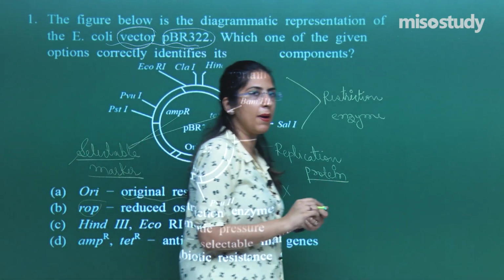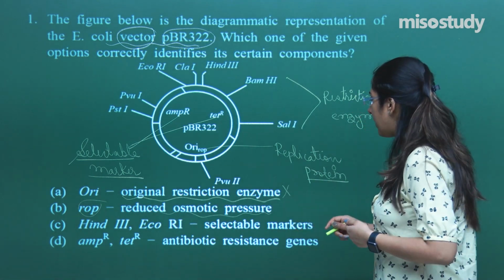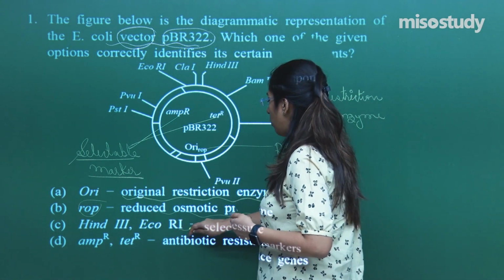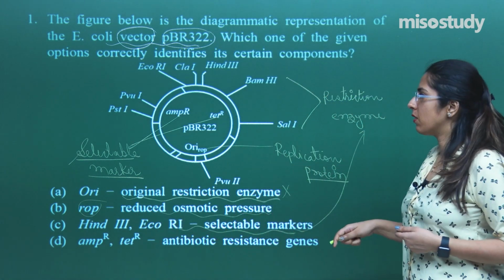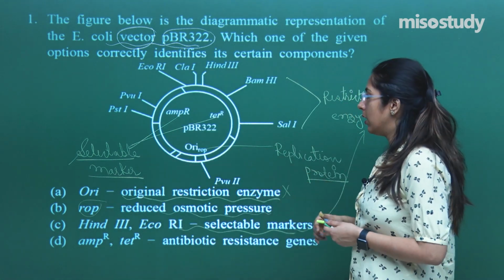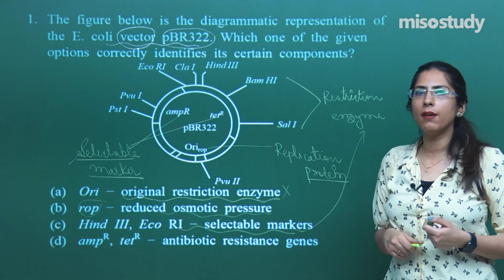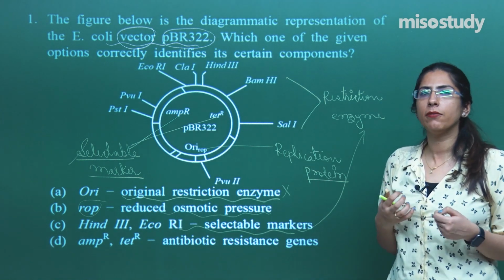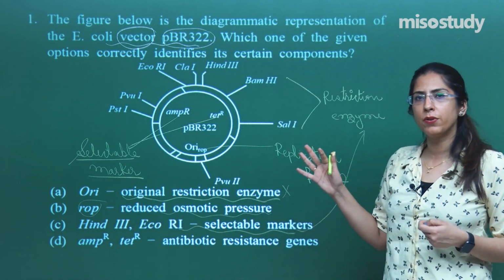Now, let's come back to the C option. Option C states HindIII and EcoR1 are selectable markers. Is that so? No, they are not at all selectable markers. They are restriction enzymes, which help in cutting this particular plasmid into various fragments. And what will they produce? Sticky ends. Normally, what we require for this recombinant DNA formation is sticky ends. That's why we normally go for those restriction enzymes which produce sticky ends.